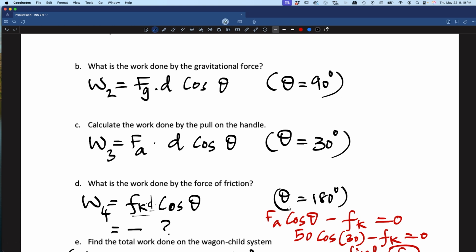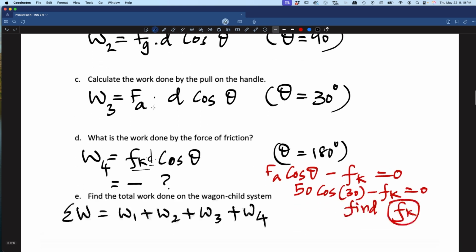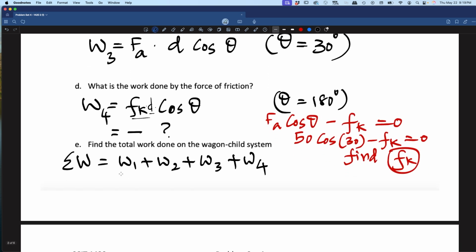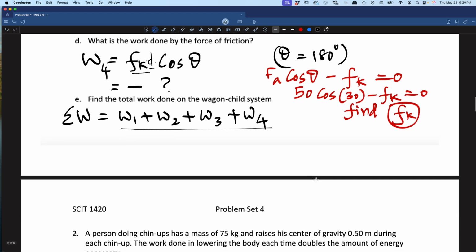Now E, find the total work done. You just have to add all the pieces of work you have. Whatever numbers you got, add them up, and you will get the total work done.